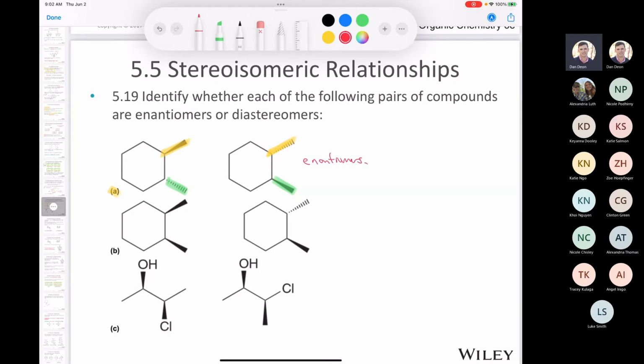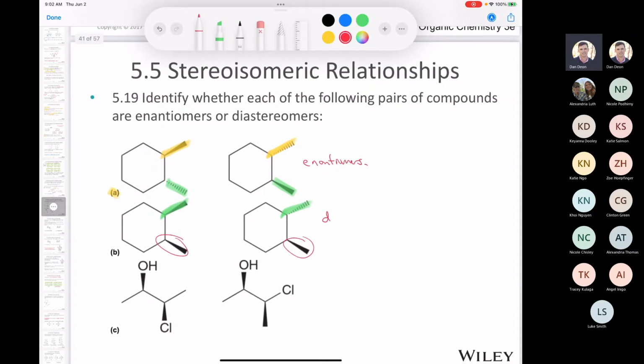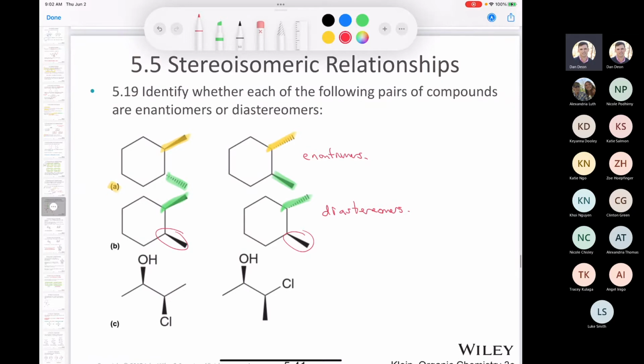What about the next one? What about B? Anybody have a thought about B? Yeah, absolutely. Everybody who's typing in diastereomers is 100% correct. We see that this wedge is becoming a dash, but this wedge here is staying a wedge. And so they're not enantiomers, but they are stereoisomers because they have the same connectivity, but a different arrangement of atoms in space. Therefore, these are diastereomers. That's right.